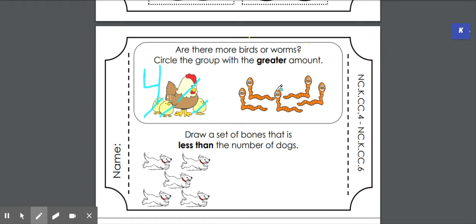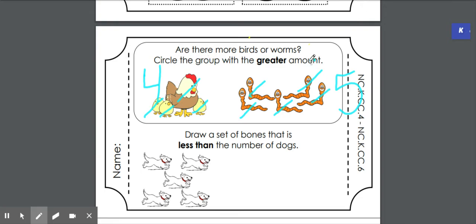Now let's go over to the worms. We're going to check and count the worms. Ready? 1, 2, 3, 4, 5. Miss Ingram's going to write her number again. 5 worms. It tells us to circle the group with the greater amount.